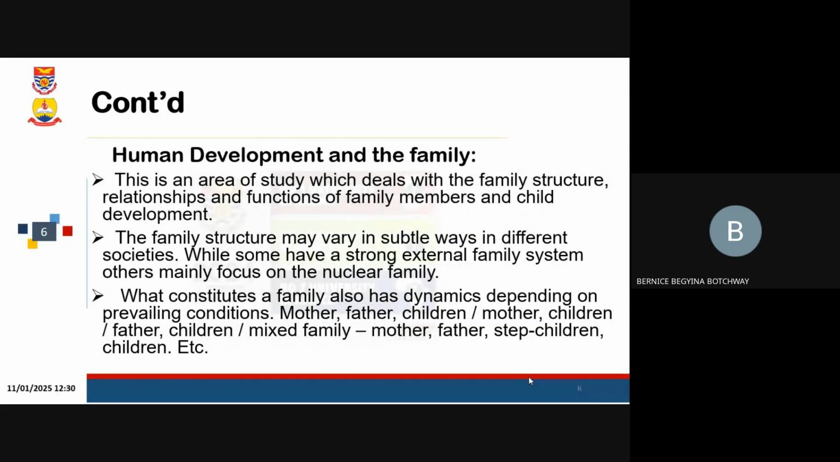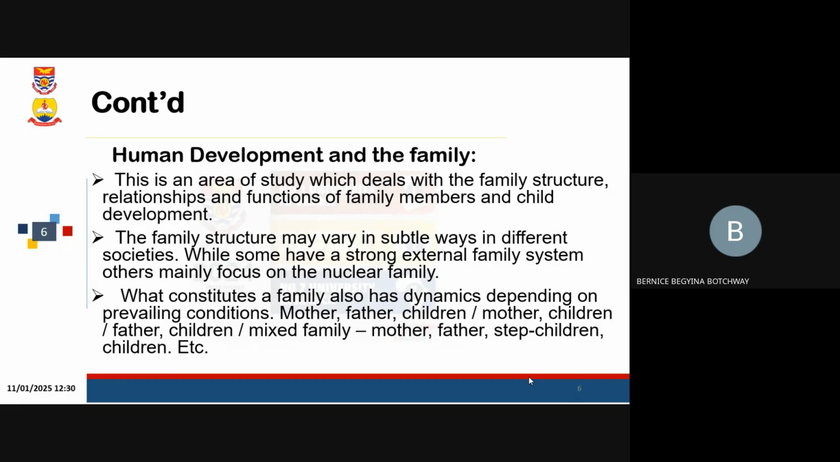I'm going to explain these concerns, what each part would like to delve into. And after that, please listen very carefully, you tell me the interrelatedness between these concerns. So the first thing that we'll start with is human development and the family.